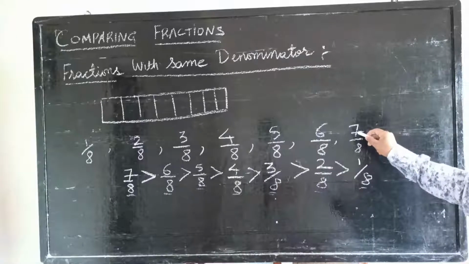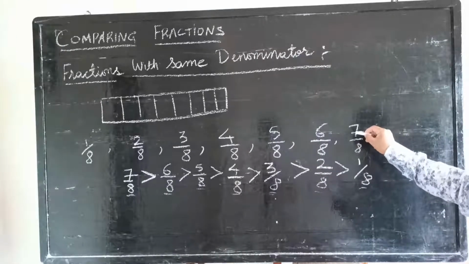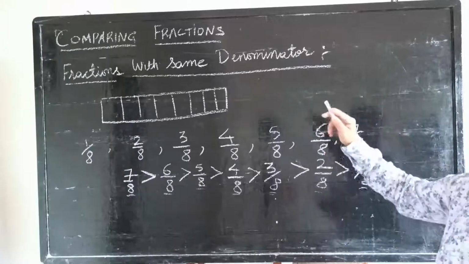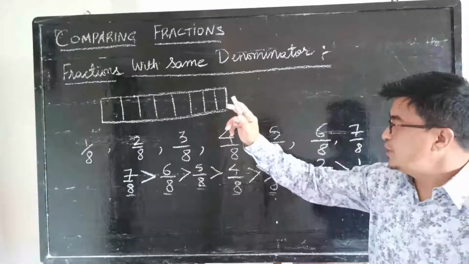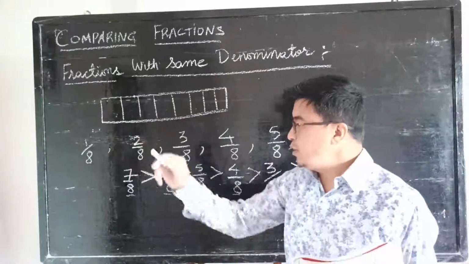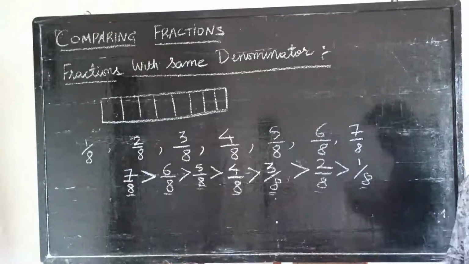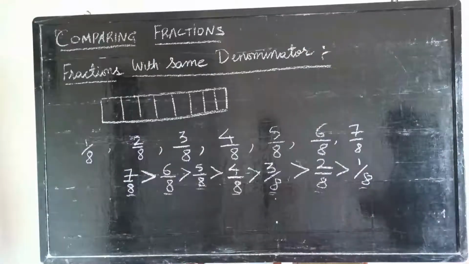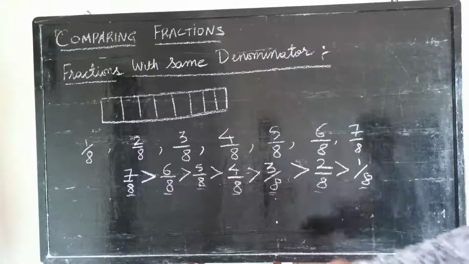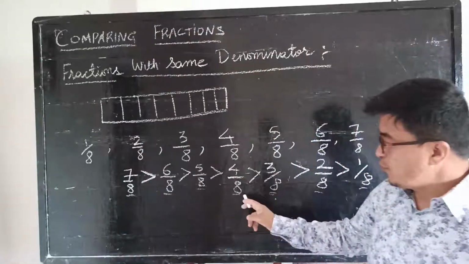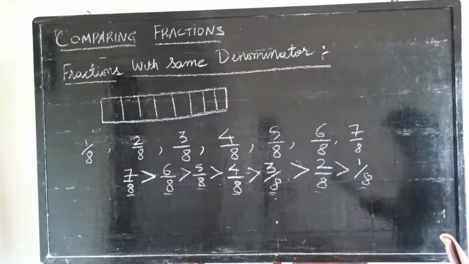Now 7 is the biggest numerator here. 7 is more than 6, more than 5, more than 4, more than 3, more than 2, more than 1. So if the denominator is the same, the bigger the numerator, the bigger the fraction.